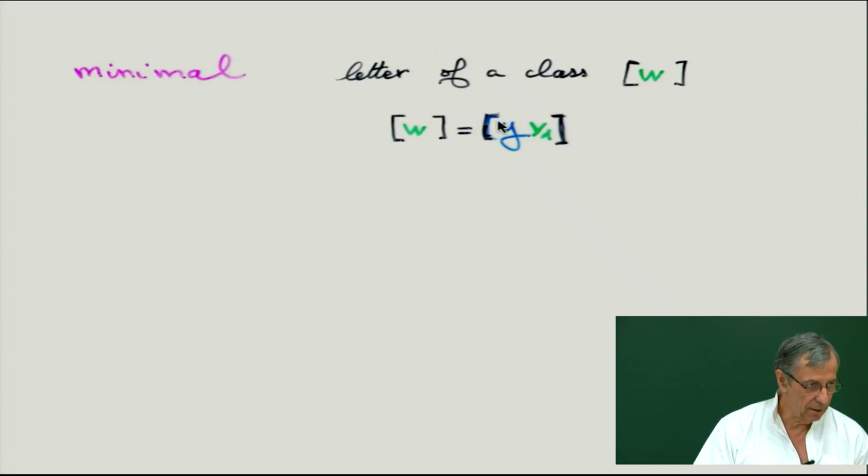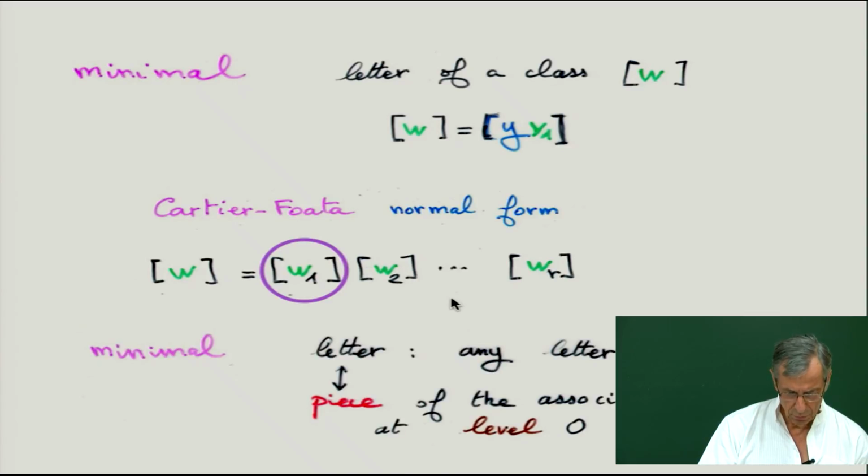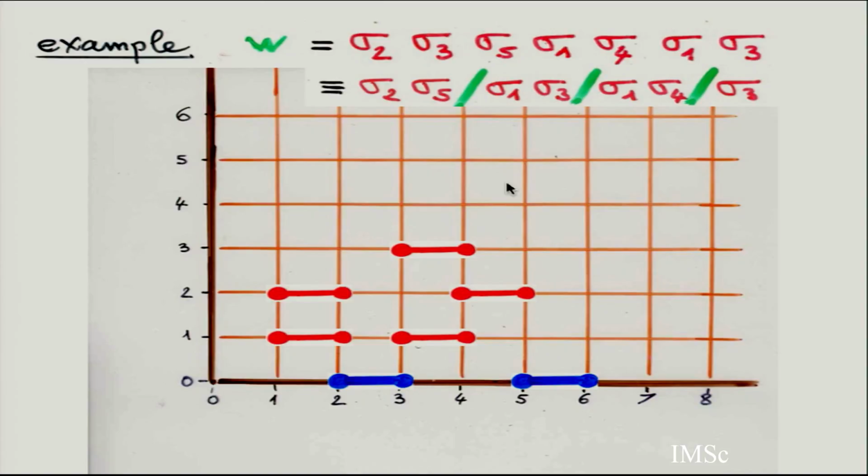So let's define the minimum letters of a class. Any letters of the first block will be a minimal letter. So the minimum letters are exactly the letters of the first block of the Cartier-Foata normal form. Minimal letter means that the piece in the associated heap is exactly at level 0. So minimal letters correspond to pieces at level 0. Here is my favorite example with dimers. In blue, you have the minimum heaps, minimum dimers, corresponding to the letters sigma 2 and sigma 5.